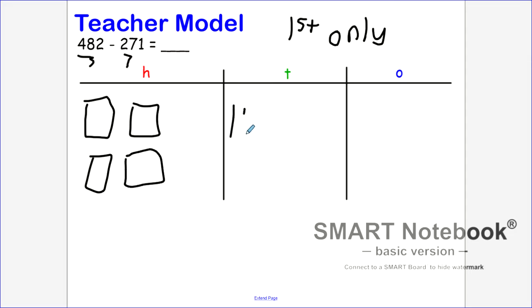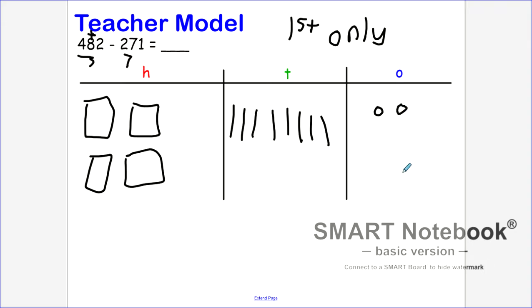8 tens. I almost went too fast myself. 1, 2, 3, 4, 5, 6, 7, 8 tens. Because that 8 is in the tens place and 2 ones.